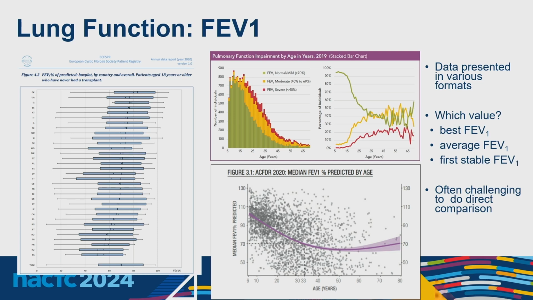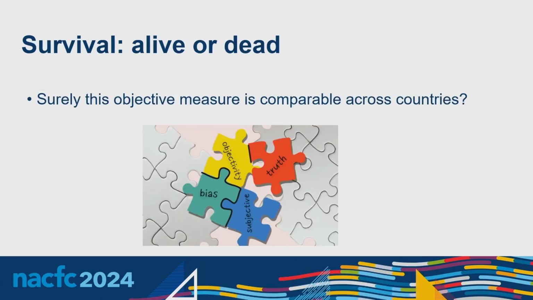So the European registry on the very left-hand side, the Australian registry, the scatter plot on the bottom right. So hard to compare. The other thing is the registry reports don't always specify what data is used to generate those reports. So I don't know if one country is using the best lung function of the year and another country is using all of the measurements and calculating the average lung function of the year. It's not really a fair comparison to say, oh, that country has better lung function than this country, because you're not comparing apples to apples. So it is a challenging situation.